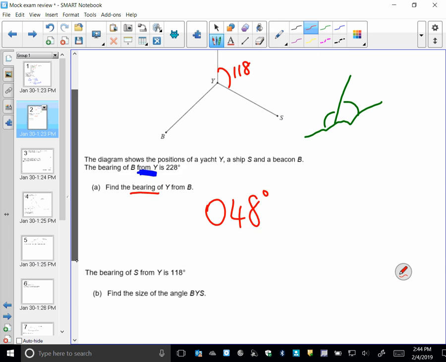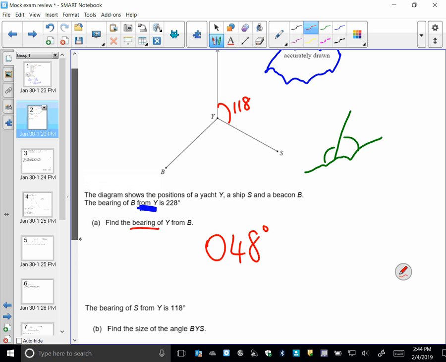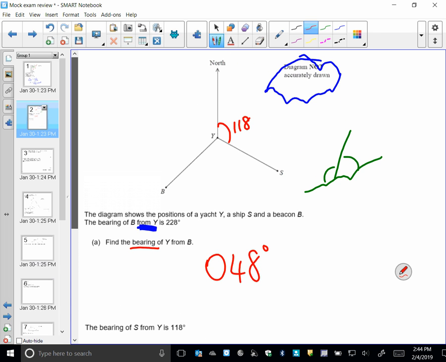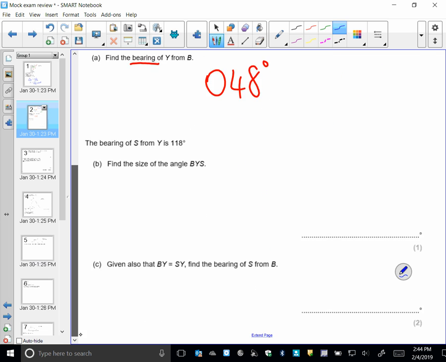Find the size of angle BYS. BYS. Oh darn it, I got rid of stuff. What was this angle here? 132. Thanks. And so, if they want to know angle BYS, we're looking for this angle here. And no prizes, because I think that's a pretty straightforward one. We know that these angles add up to 360, so you can find what's missing. I'm moving on.